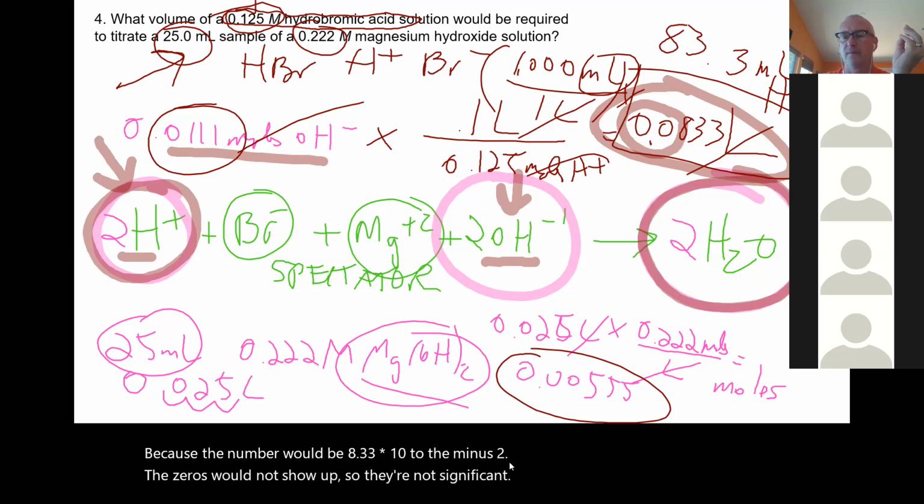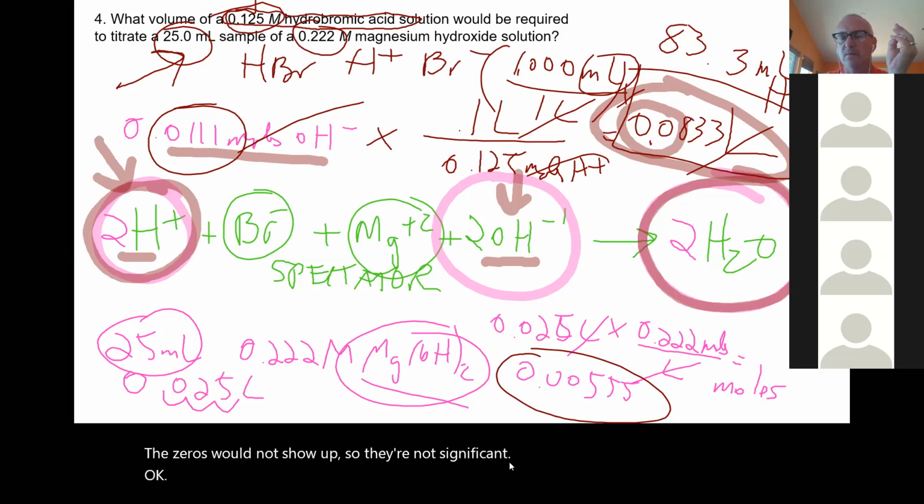Can we do question 7? Professor, how did it become 0.0833? I'm kind of confused.